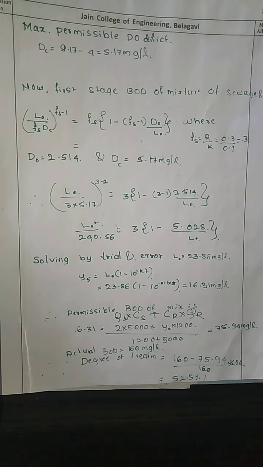So the water is still not clear enough for discharge, so we need to give a treatment of around 52.5% in order to have the self purification process.